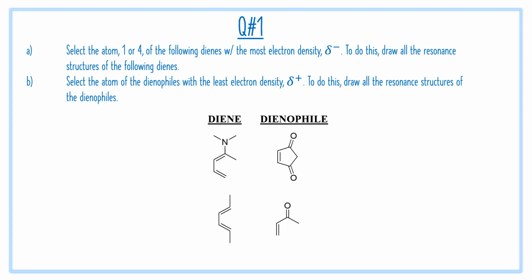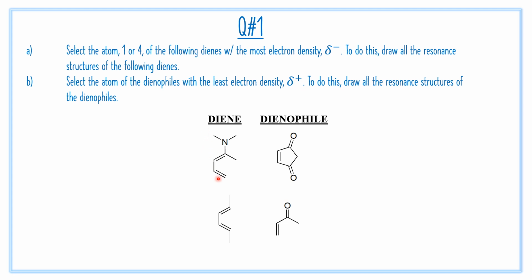So now we're on to question number 1. Instructions are: select the atom 1 or 4 of the following dienes with the most electron density. To do this, draw the resonance structures of the following dienes. Part B is to select the atom of the dienophiles with the least electron density. To do this, draw all the resonance structures of the dienophiles. Now, since we have gone through resonance structures throughout all of our chemistry courses, this should be review, hopefully, for all of us. So I'm going to go through this rather quickly with a brief explanation.